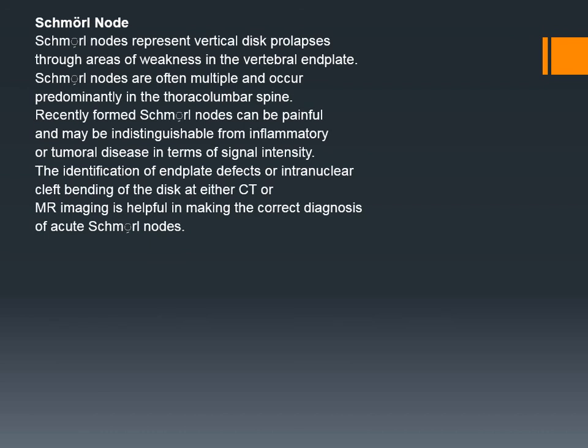Schmorl's nodes represent vertical disc prolapse through areas of weakness in the vertebral end plate. Schmorl's nodes are often multiple and occur predominantly in the thoracolumbar spine. Recently formed Schmorl's nodes can be painful and may be indistinguishable from inflammatory or tumoral disease in terms of signal intensity. The identification of end plate defects or an intranuclear cleft bending the disc at either CT or MR imaging is helpful in making the correct diagnosis of acute Schmorl's nodes.